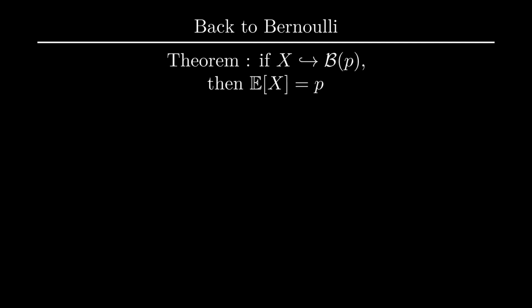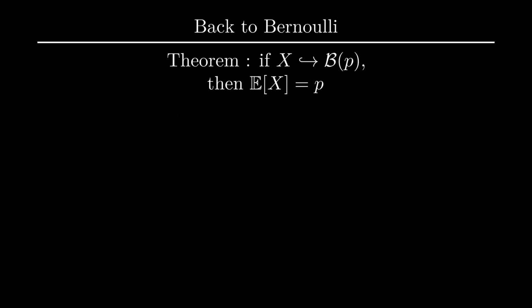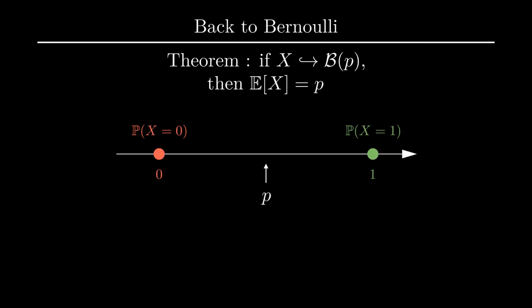A key fact about Bernoulli variables that I want to draw your attention to is that their expected value is precisely their parameter. This follows immediately from the definition of the expected value as a weighted sum, but let's get a gut feeling for this, shall we? The higher the probability of x equals 1 is, the more the average is going to be skewed towards 1. The lesser that probability, the more the average is going to be skewed towards 0.